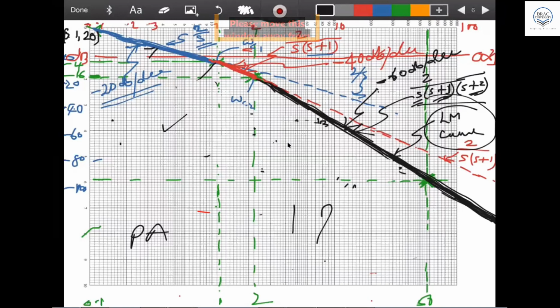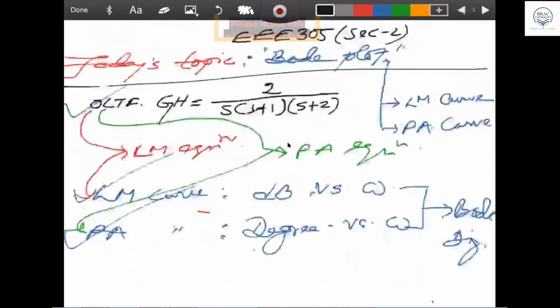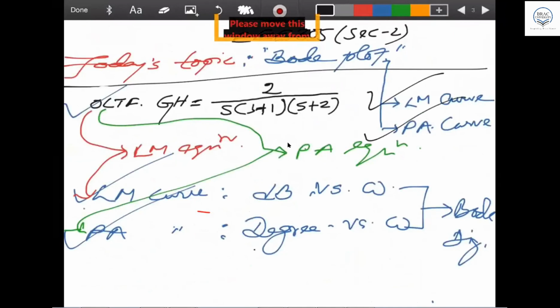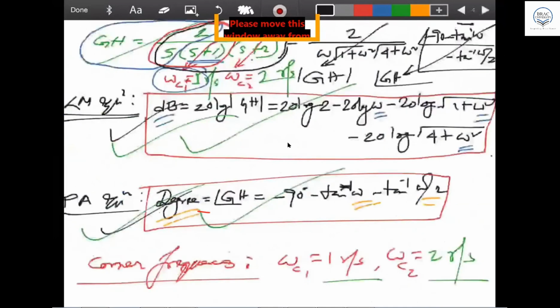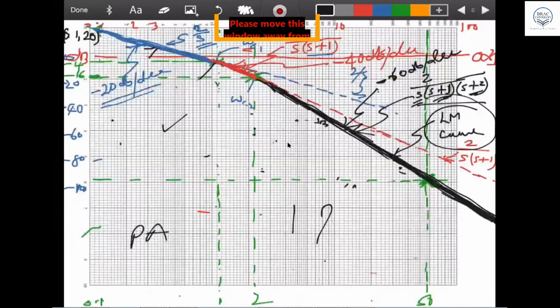This is all in all about the Bode plot. Half of the Bode plot is done. Half of the Bode plot means, I told you, Bode plot means two things. One is your log magnitude curve, another one is a phase angle curve. And the log magnitude curve we have already drawn. Now next class we are going to do the phase angle curve. Once we've done the phase angle curve, then our complete Bode diagram is done. After that we'll do the rest of the part.